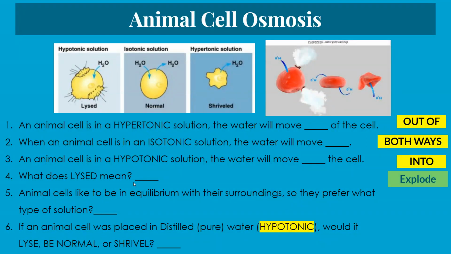In the image, you can see that lyse means to explode or to blow up. And so when you have too much water, just like you put too much water in a water balloon, it will pop. Number 5, animal cells like to be in equilibrium with their surroundings, so they're going to prefer an isotonic solution so that they're in equilibrium. And lastly, if you place an animal cell in pure distilled water, which is very, very hypotonic, would it lyse, be normal, or shrivel? Well, in a hypotonic solution, it's going to grow, and with distilled water being super hypotonic, it will probably lyse and blow up.